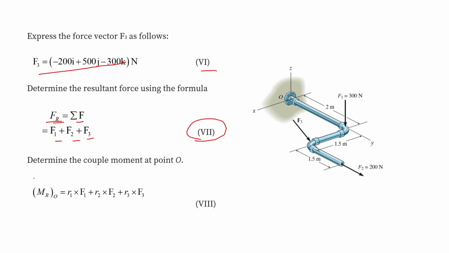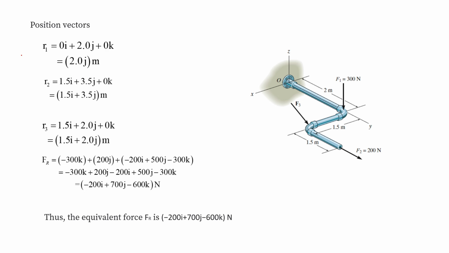As we discussed earlier, the resultant moment due to force Fr will be equal to the sum of the moments due to the component forces F1, F2 and F3. We'll name it as equation number 8. Now we have the forces and we have the position vectors. Let's substitute the values and find the resultant force, and also the value of the resultant moment.